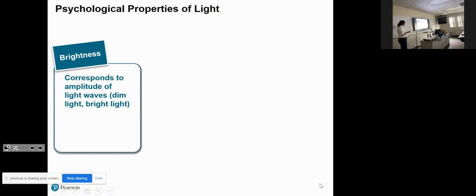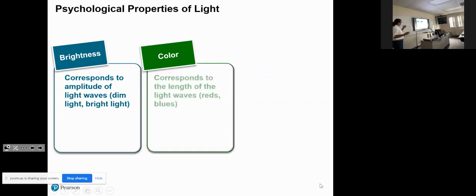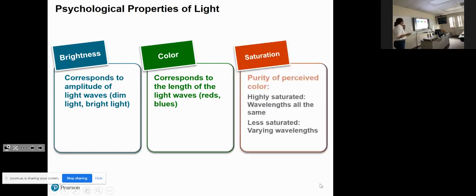Just really quickly, some of the psychological properties of light: we look at the brightness, and that really corresponds to the amplitude. When we get into sound, this will be the same thing. We look at color. What are the wavelengths? With sound, that'll be pitch. Is it high pitch or low pitch? And then we have saturation, the purity of that color. Okay.